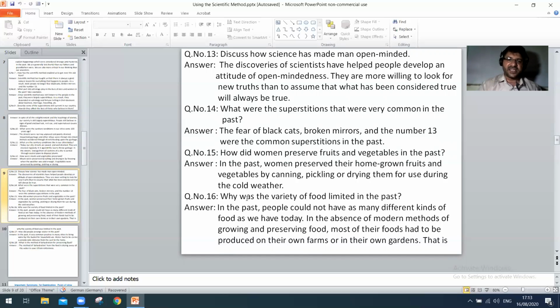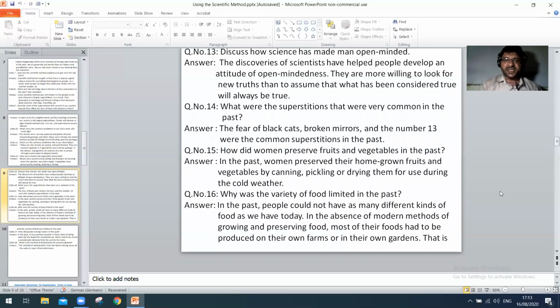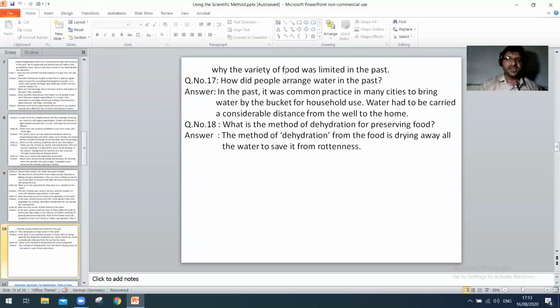Question number 16. Why was the variety of food limited in the past? Answer. In the past, people could not have as many different kinds of food as we have today. In the absence of modern methods of growing and preserving food, most of their foods had to be produced on their own farms or in their own gardens. That is why the variety of food was limited in the past.